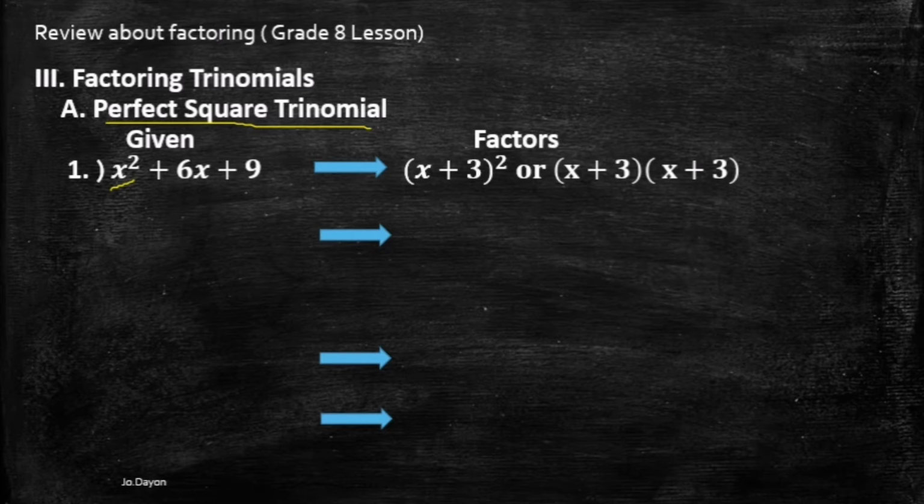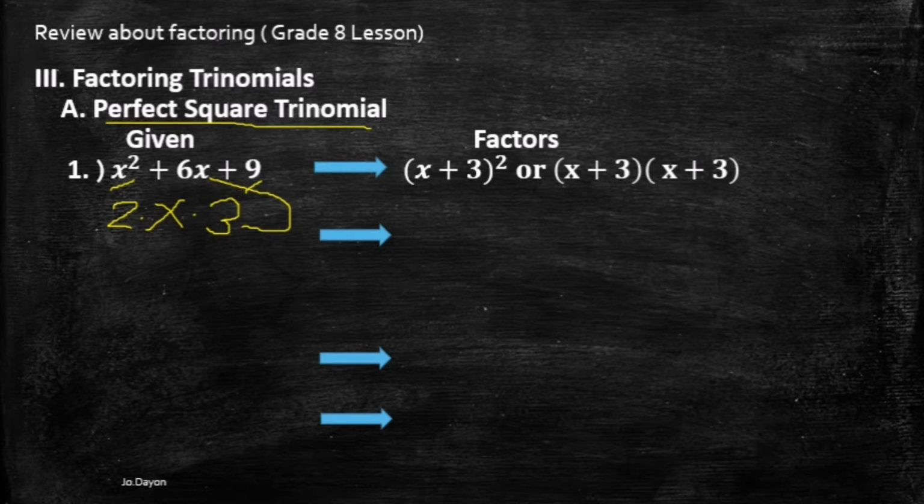Then, the first and the third term are perfect squares. Then the middle term is always twice the square root of the first term and the square root of the third term. The square root of x squared here is x, and the square root of the third term, which is 9, is 3. So, 2 times x, 2x times 3, the answer is 6x. Therefore, this expression is a perfect square trinomial.